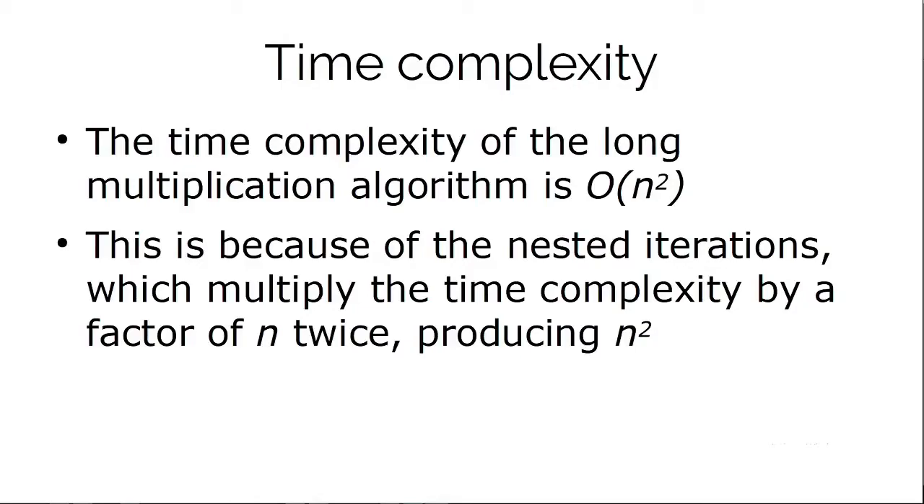But then, within each iteration of the first number, we also iterate through each of the digits of the second number. So each time we multiply the time complexity by a factor of n, the amount of digits in each number, which produces n squared, the fastest growing term in the algorithm. So don't worry if you didn't understand that completely, because now we're going to go through the programmed version of this algorithm, more of a general look at how the algorithm works.